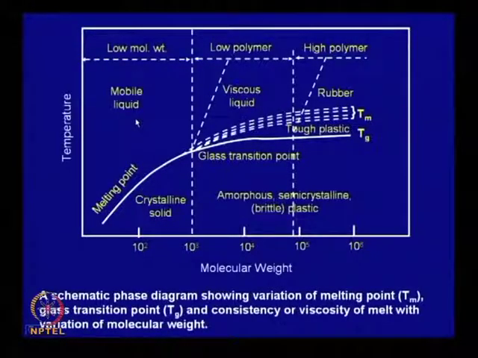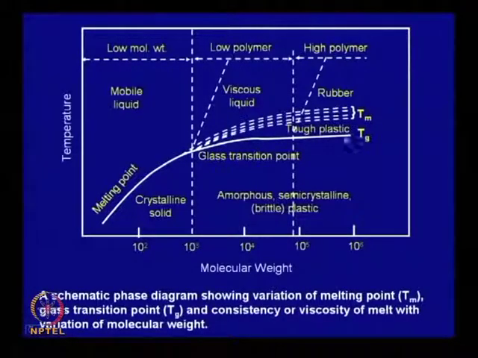mobile liquid. Now, if you cross this molecular weight, beyond it becomes viscous liquid. So the viscosity of this fluid is higher than the fluid within this region, and you see it is due to the molecular size. Higher molecular size, bigger molecules, become more viscous in liquid phase than the liquid phase mobility for discrete molecules.